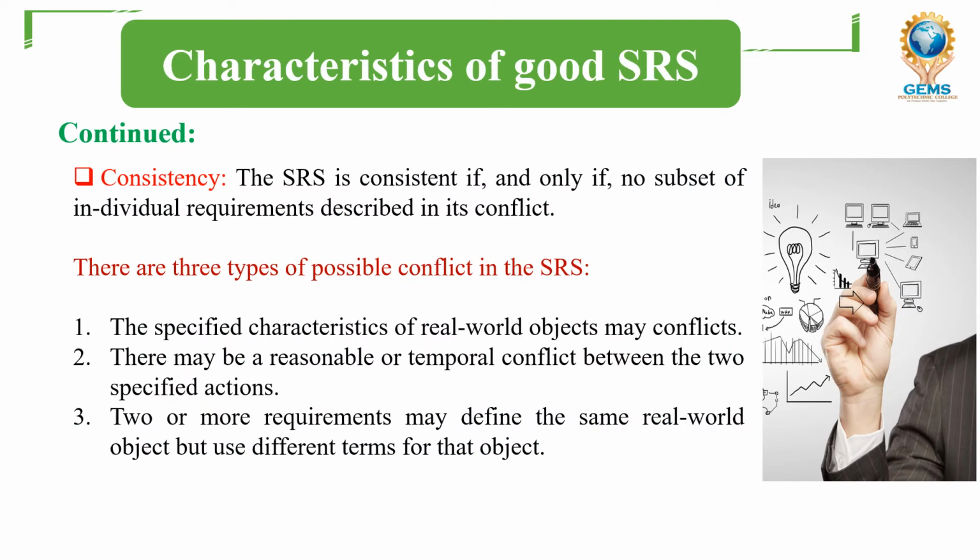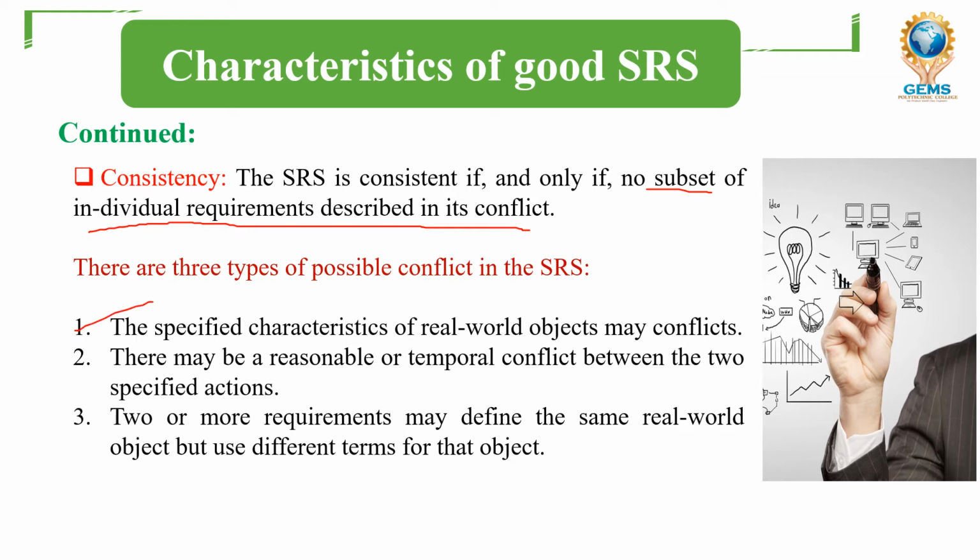Consistency talks about the conflict. A SRS is said to be consistent if and only if no subset of individual requirements described in it conflict. There are 3 possible types of conflict in SRS. What are the three?